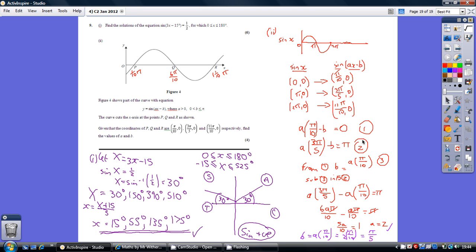Now if we call these 1 and 2, from 1 we can say b equals a times pi over 10, call this 3, substitute 3 into 2, then we get this here, multiply through, and we basically get 5a over 10 equals 1, so a is 2. Now once a is 2, we know that b from this third equation is just a times pi over 10. So given that a is 2, b is just 2 pi over 10, which is pi over 5. Now that was quite tricky.